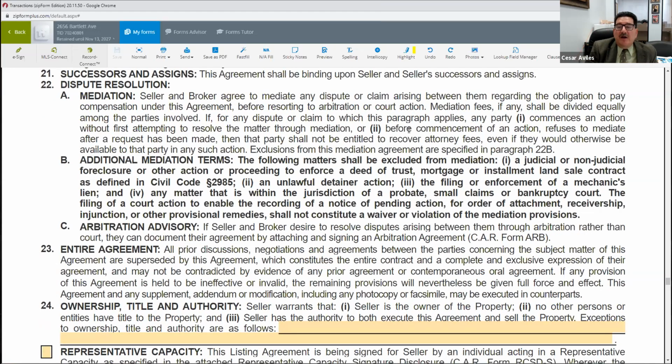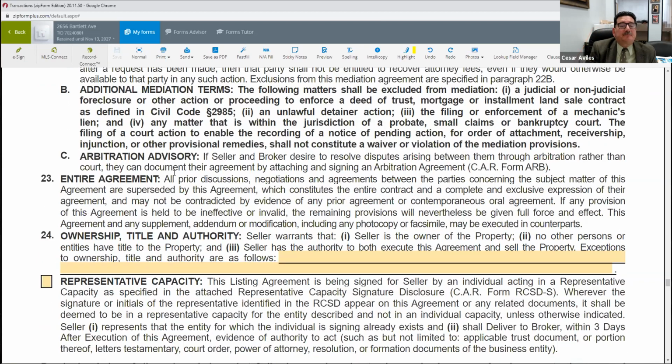So you can go and hire your own mediator. We don't sign an arbitration, but it says if the sellers and the broker desire to resolve any disputes arising between them through arbitration rather than court, they can document their agreement by attaching and signing an arbitration agreement, right? So the listing is we either mediate or go to court. That's how this listing goes, right?